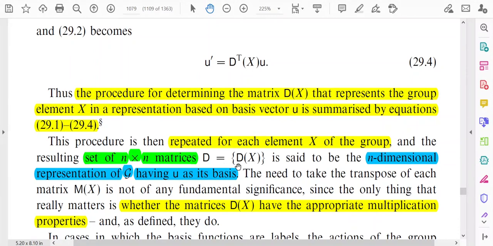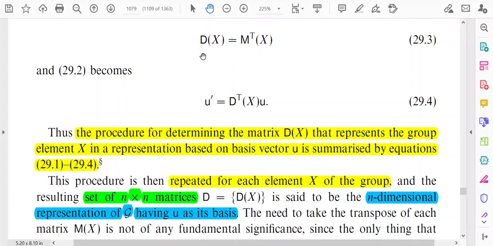This set of dx is said to be the n dimensional representation of G having u as its basis. We have to clearly say that this particular representation is based on the basis vector u. Now you see the need to take the transpose of each matrix Mx. You see that here we have taken the transpose of Mx, dx is equal to m transpose of x.